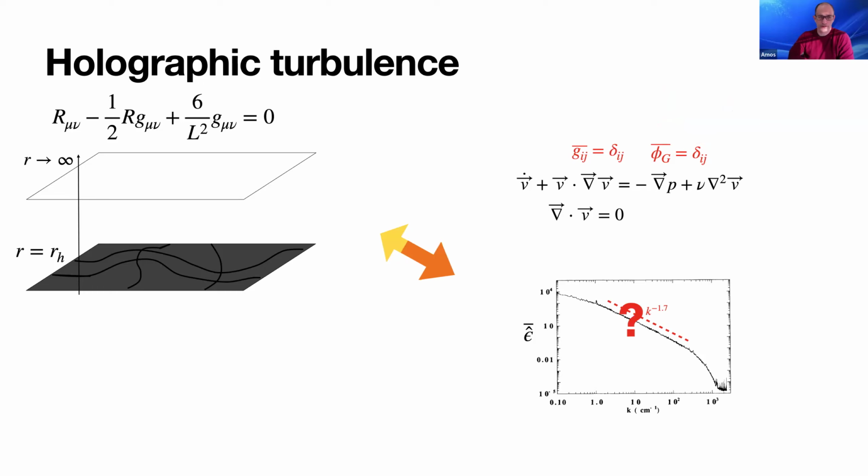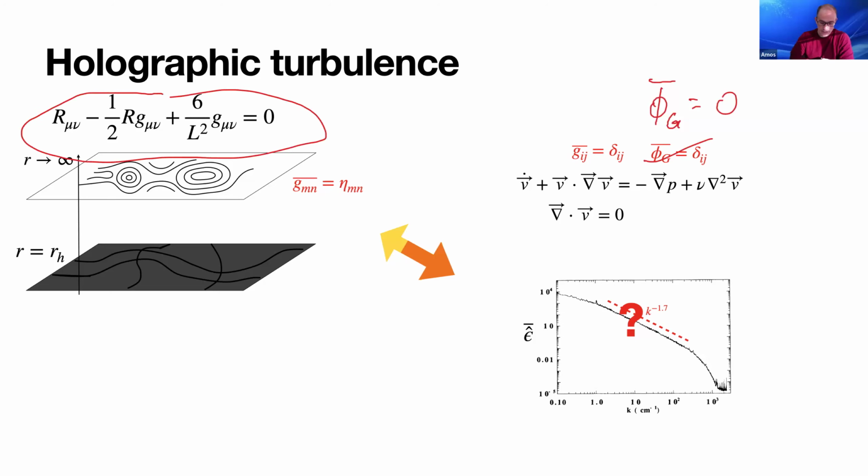Are we still going to see this 5/3 law? And also, how are we going to implement it? Implementing it is, at least in principle, simple. What we need to do is to solve this set of equations, but with boundary conditions at asymptotic infinity, where the boundary value of the metric isn't just going to be Minkowski space, but it's going to be some fluctuating metric.